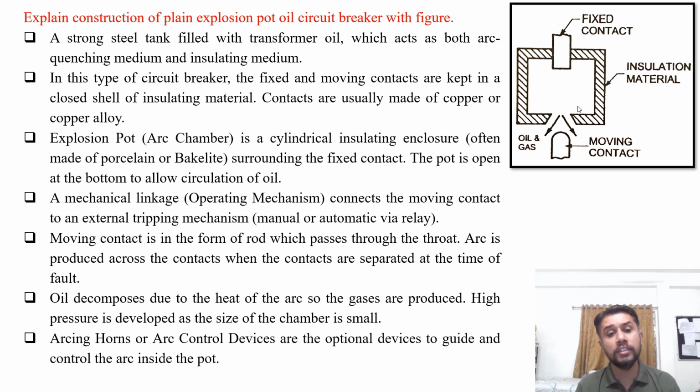Arcing horns or the arc control devices are also connected, that are optional devices to guide and control the arc inside the pot. This is the plain explosion pot. So this is how the plain explosion pot oil circuit breaker can be constructed.